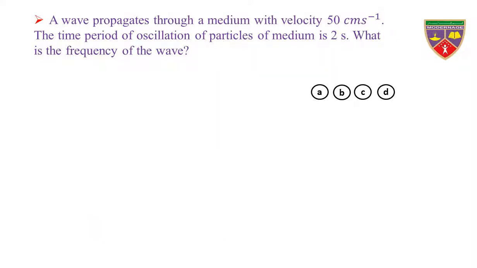A wave propagates through a medium with velocity 50 centimeter per second. The time period of oscillation of particles of the medium is 2 seconds. What is the frequency of the wave? Option A, 5 Hz; option B, 3 Hz; option C, 1.5 Hz; option D, 0.5 Hz. The key is 0.5 Hz. Therefore, correct option is D.